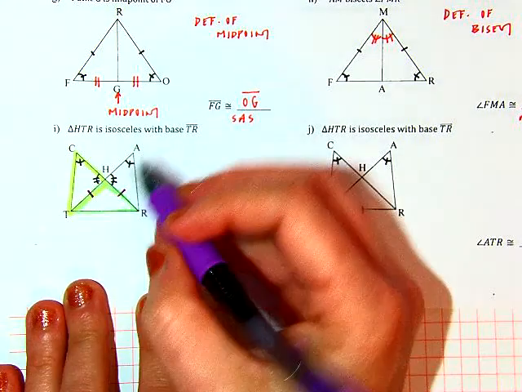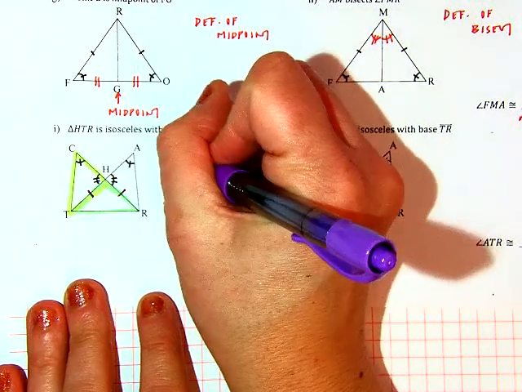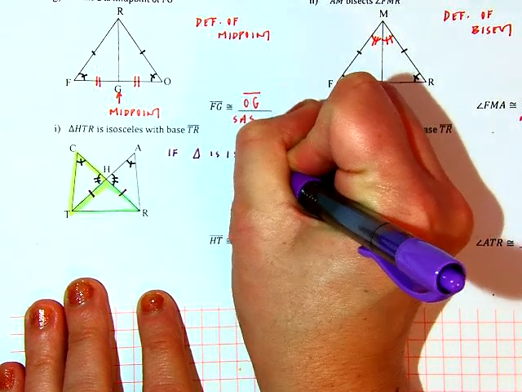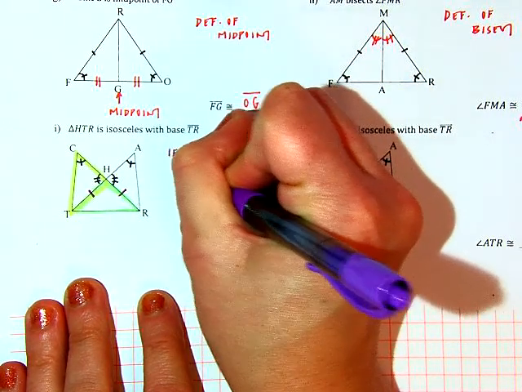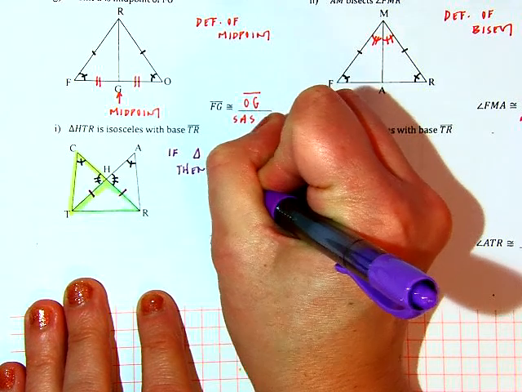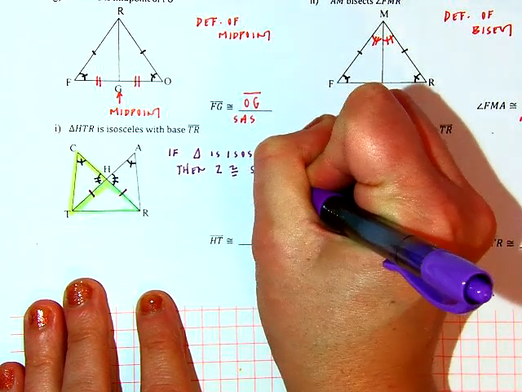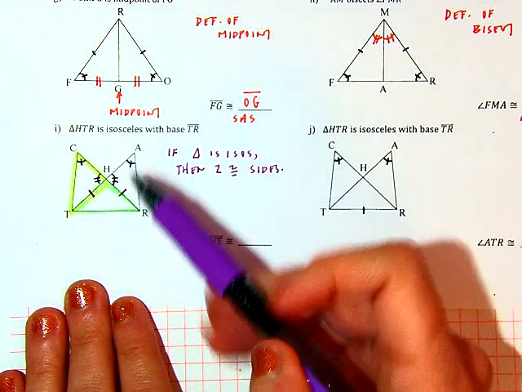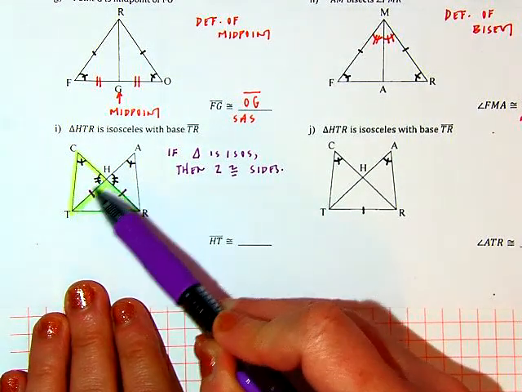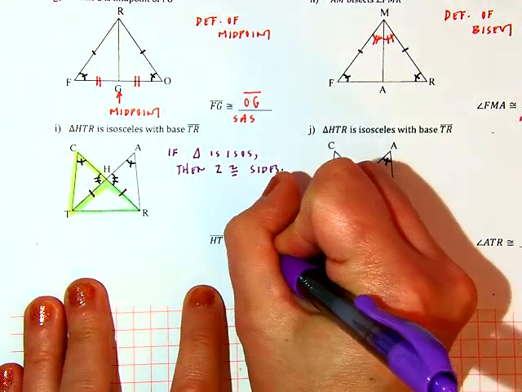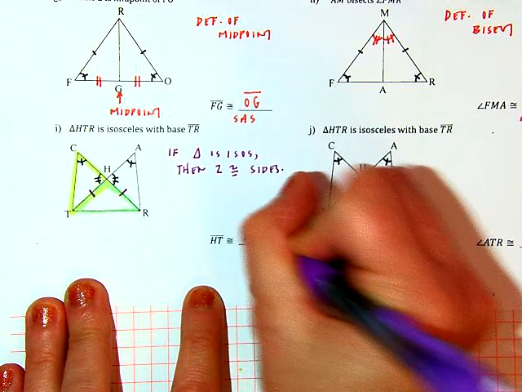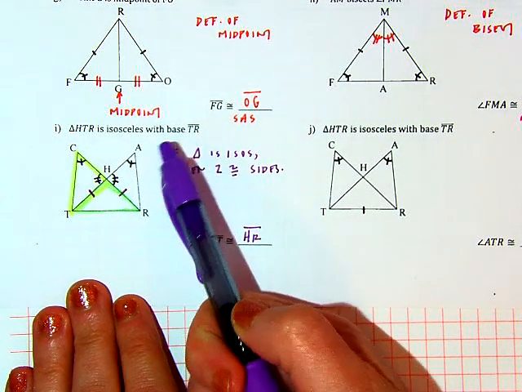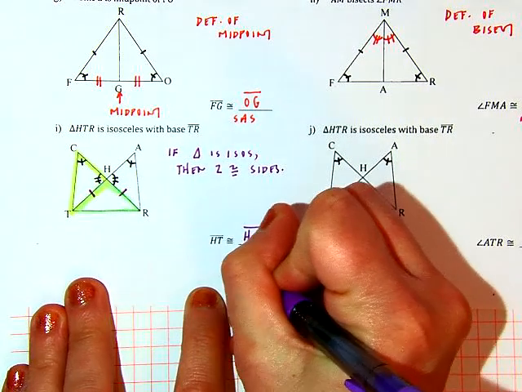All right, let me just write my reason for connecting these two sides. So if we know the triangle is isosceles, then we have two congruent sides. Okay, and if I call one of those sides HT, the other one would be HR. Okay, and then by building off that last little detail here, I now have angle, angle, side.